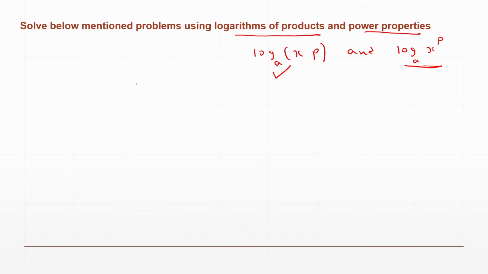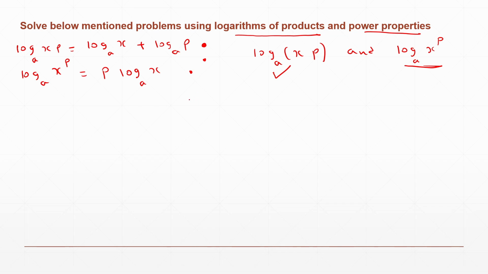First of all, we need to write these two concepts here. What is the first concept? Log a of xp equals log a of x plus log a of p. What is the second concept? The second concept here is log a of x^p equals p log a of x, where you can take the p term out. These are both the rules that we have learned today.